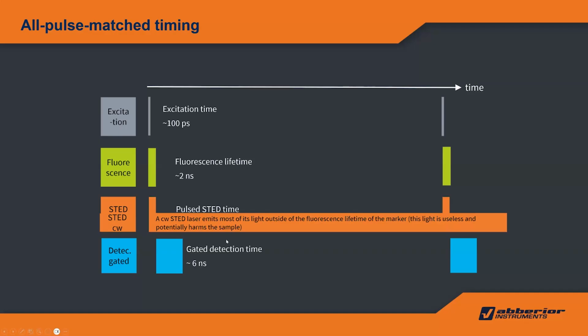Or even worse, you just use a continuous wave STED beam. As you can see here, the effective time of the STED is only within this 1 or 2 nanoseconds. The continuous wave STED is shining on the sample all the time, while in the effective STED time, the photon intensity of a continuous wave STED is much less compared to a pulsed STED. Therefore, it's not efficient in the STED effective time, and it's bleaching your sample all the time outside this time window. Obviously, you cannot achieve very good STED quality.